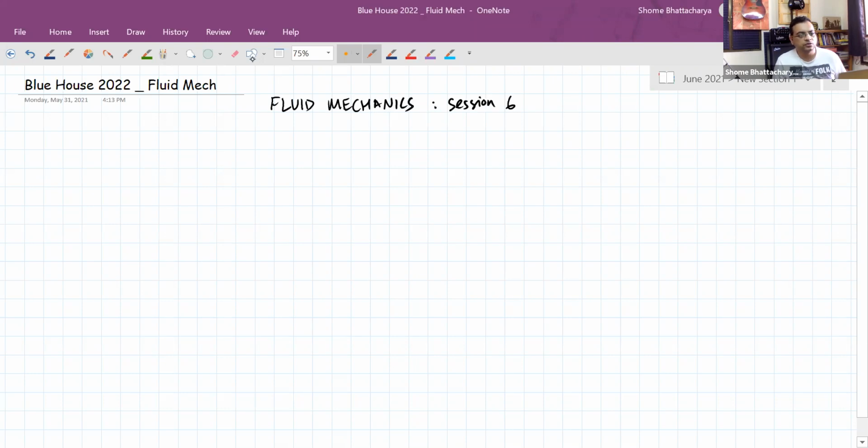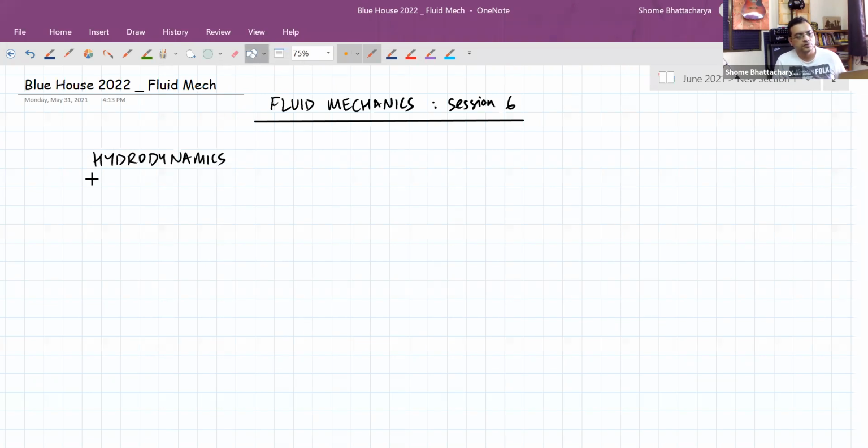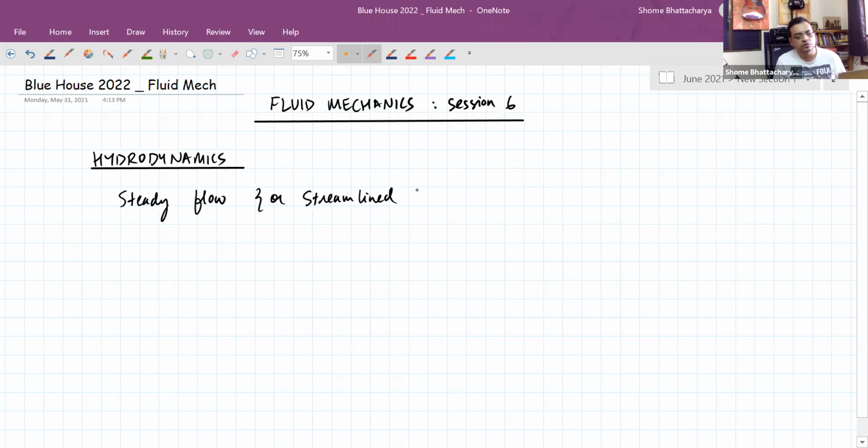This is session number 6 of fluid mechanics. And we are into the final part of this, which is hydrodynamics. So as we discussed, as part of hydrodynamics, we will be studying one particular type of motion of fluids, and that is classified or defined as the steady flow, or also called streamline motion or streamlined flow of an ideal fluid.